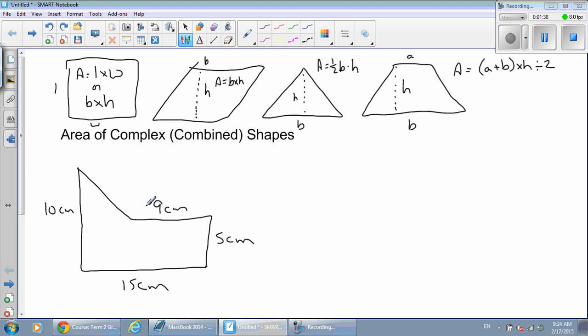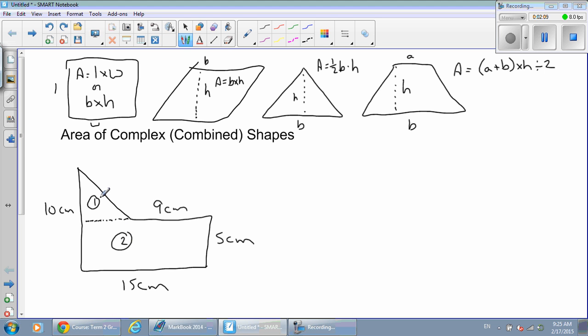Given the dimensions here, the first thing I do is I look for the two shapes that I can label it up as. And I've actually got two choices in this case. I can cut this up into a rectangle and a triangle, or I can cut it up into a trapezoid and a rectangle. I like using triangles because they're a little easier than using the trapezoid formula, so I'm going to cut this up into two shapes. First thing I do is I label up shapes. I give them a name, so I'm going to call that shape 1, I'm going to call that shape 2. Shape 1's a triangle, shape 2's a rectangle.